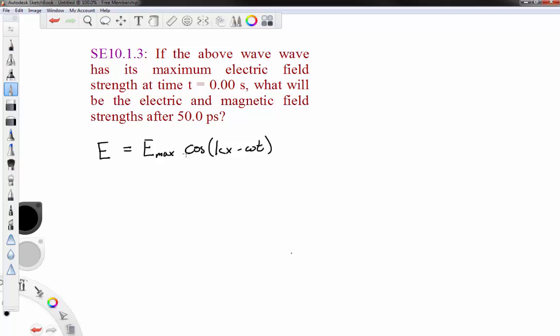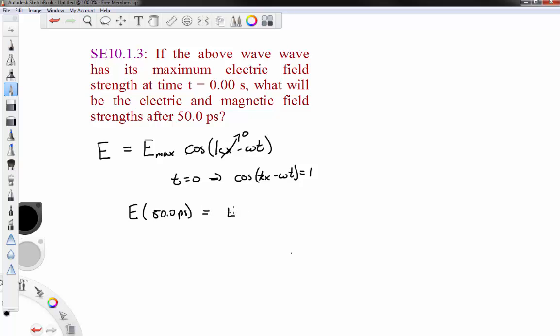So basically that would mean that t equals 0 implies cosine of kx minus omega t equals 1. For what it's worth, we can pick any arbitrary location in space to represent this. So I'm just going to pick this location because it'll make everything go a little easier. The answer is not going to change though. So now we want E at 50.0 picoseconds.